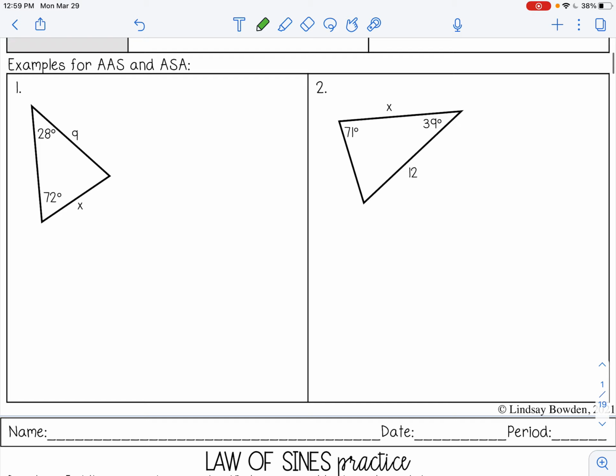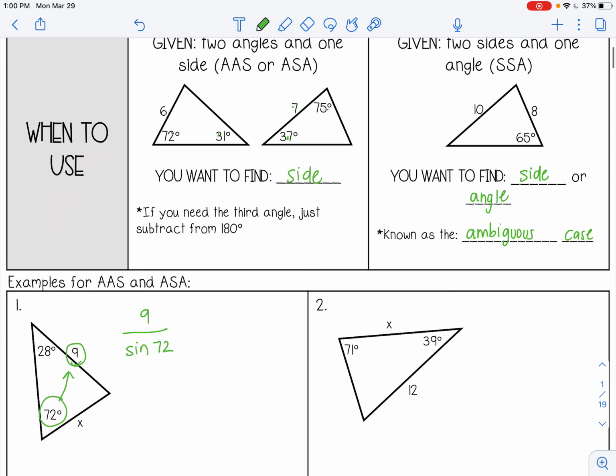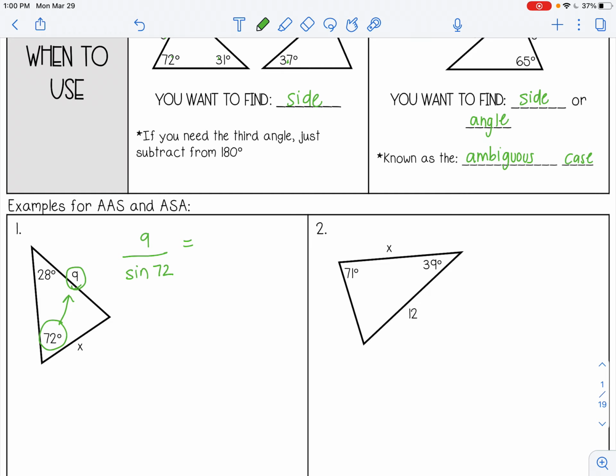So in the first example, this is angle, angle, side, and we're trying to find a missing side. So I can set up a ratio of a side and an angle that correspond with each other. So 72 degrees and 9. And I can set up the ratio 9 over the sine of 72 degrees, just like here, A over the sine of A. And that should be equal to the side that we want to find over the sine of its corresponding angle, its opposite angle.